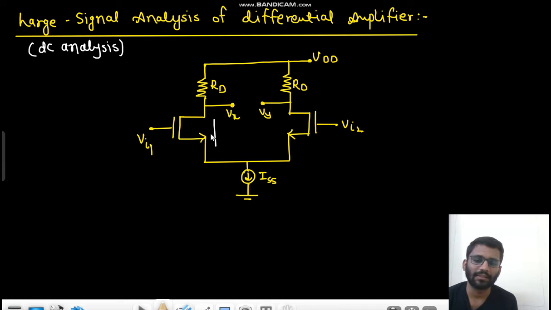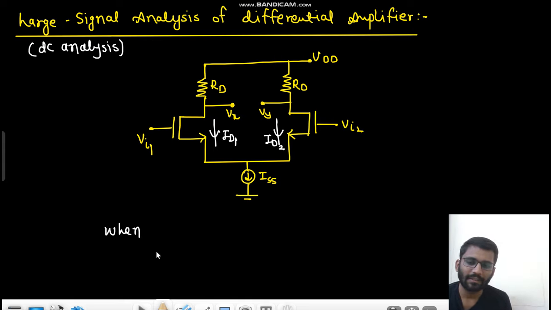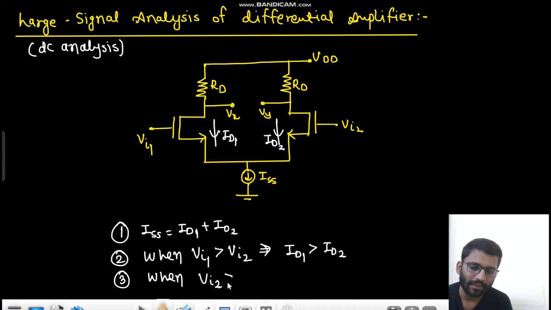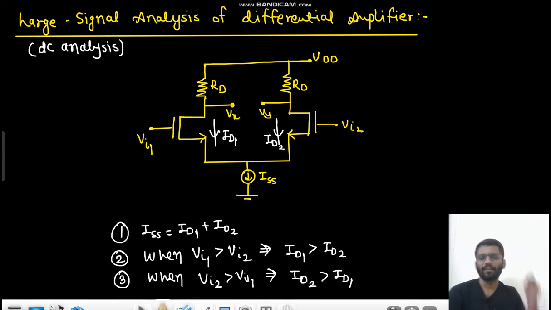Let us assume here we have ID1 current and here we have ID2 current. This is VIN1, this is VIN2. First thing to note is ISS is equal to ID1 plus ID2. Second thing is, when VIN1 is greater than VIN2, that means your ID1 is greater than ID2. Third thing, when VIN2 is greater than VIN1, that means your ID2 is greater than ID1.